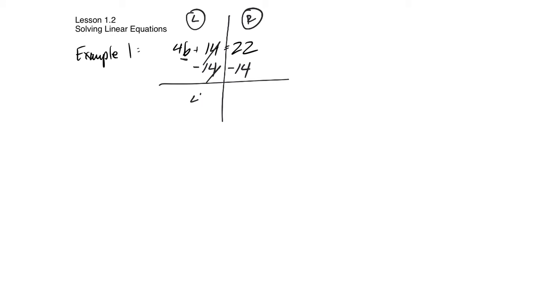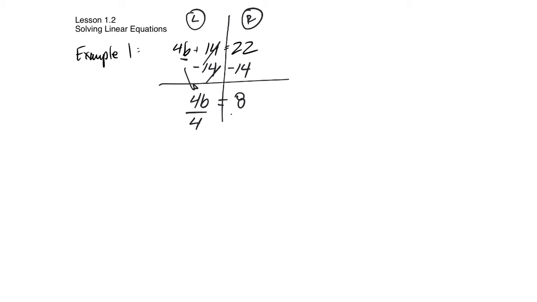Example 1, write this in your notes. Draw a line through the equal sign if you need it to help you. Okay, we have a left side and a right side. 4b plus 14 equals 22. I need to get b by itself. So first I'm going to remove this positive 14 by subtracting 14 from both sides. I do that so I maintain balance. 14 minus 14 is 0, so I have nothing there. 4b comes down. 22 minus 14 is 8.